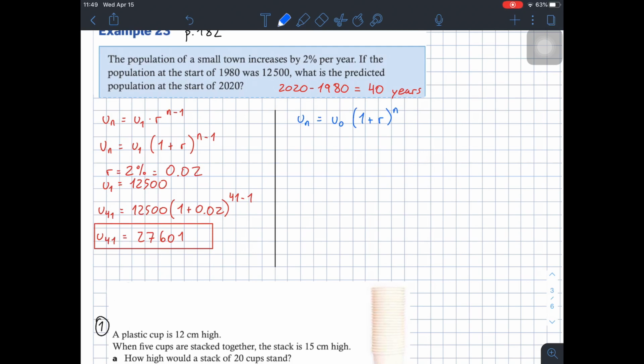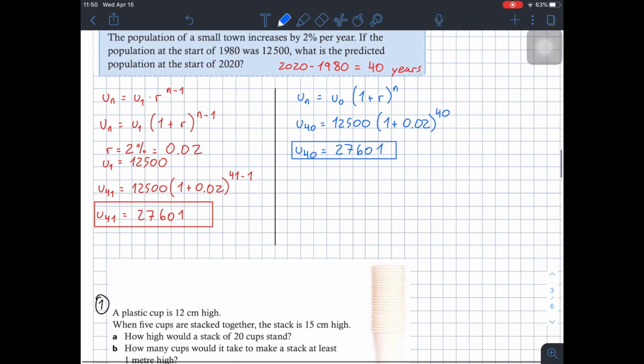So here, if we want to calculate the population after 40 years, we could directly write U40, okay? So U0 is the initial population, which is 12500, times 1 plus 0.02 to the power of 40 directly, okay? So this formula may be a little bit less confusing for you, and you'll get the same result, 27601. This is another way of thinking about the problem, which I think will be easier for you.